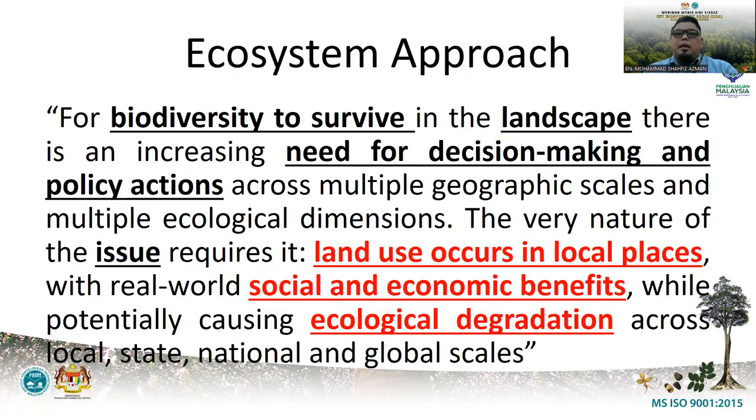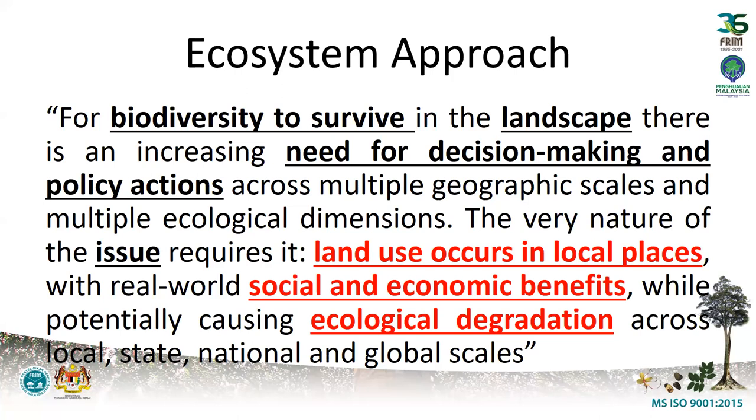Jadi bila kita melihat dari segi ecosystem approach, in order for biodiversity to survive in the landscape, terdapat keperluan for decision making and policy actions. Yang mana dia akan across multiple geographic scale and multiple ecological dimension. Bila dia kata landscape, dia akan bercerita mengenai species yang terdapat di kawasan tersebut, sama ada di dalam hutan simpan, di dalam plantation, di dalam taman negara dan sebagainya. Dan juga bagaimana dia nak survive in term of roaming areas, untuk mendapatkan sumber makanan dan juga try to find dia punya niche. Even kadang-kadang perubahan guna tanah itu sendiri yang menyebabkan the wildlife being displaced, dikeluarkan daripada habitat asal.